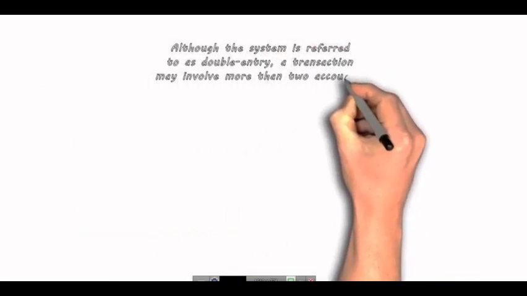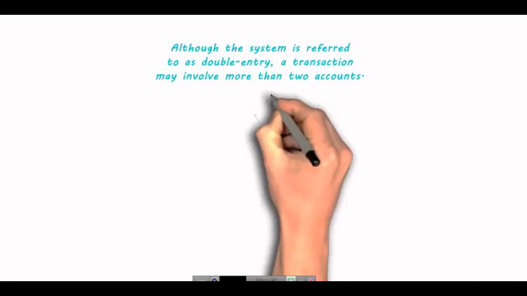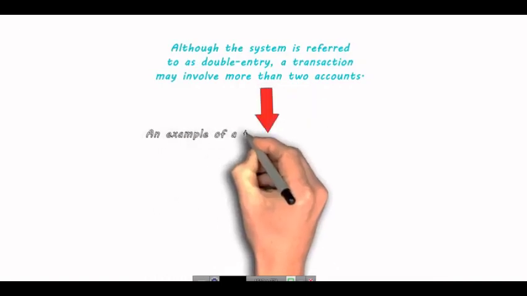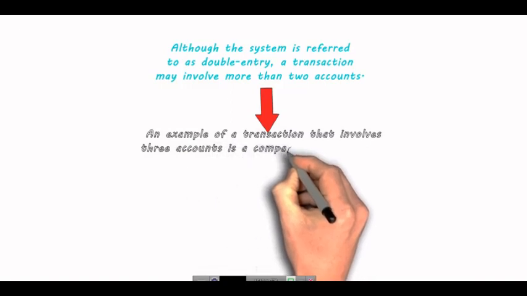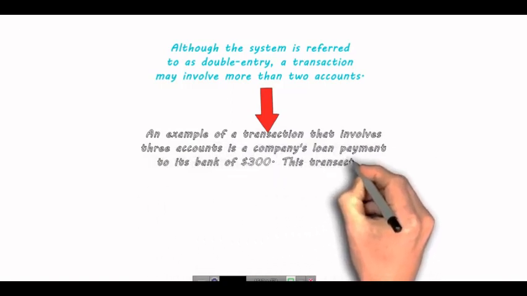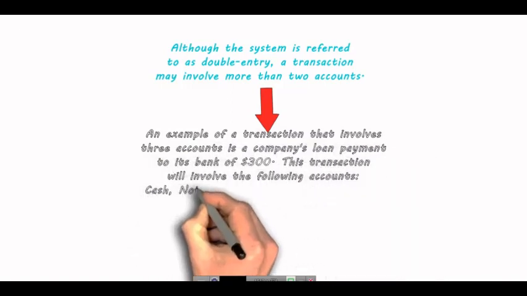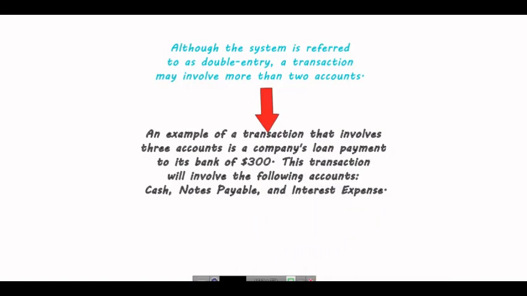An example of a transaction that involves 3 accounts is a company's loan payment to its bank of $300. This transaction will involve the following accounts: cash, notes payable, and interest expense.